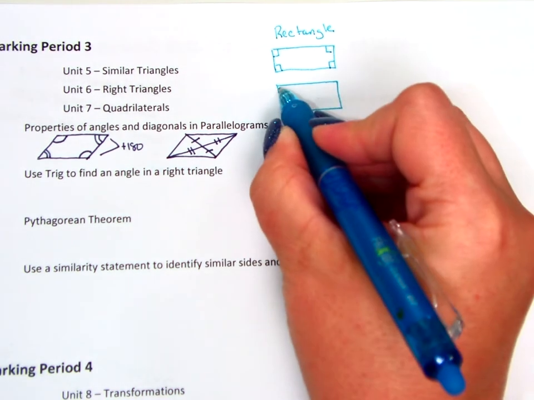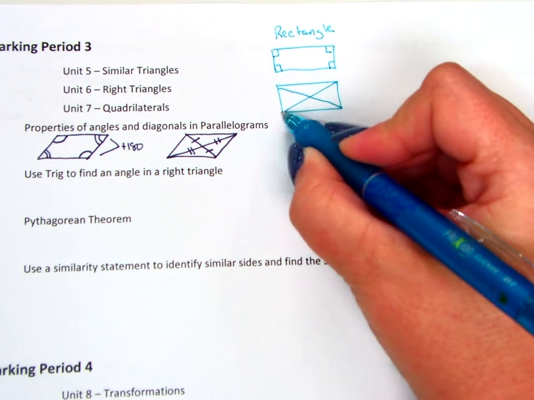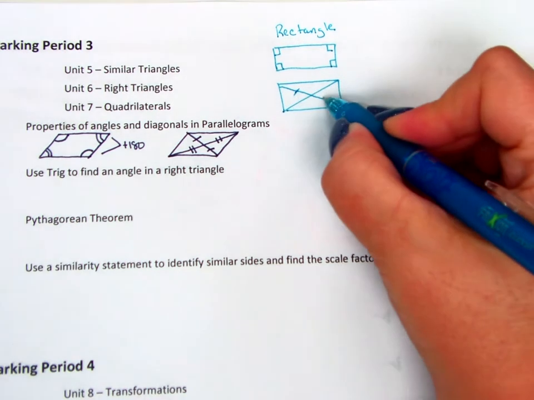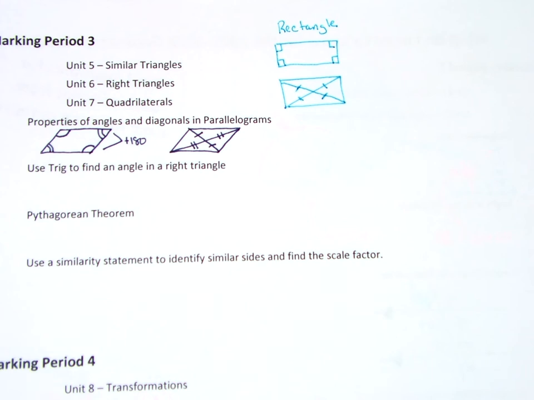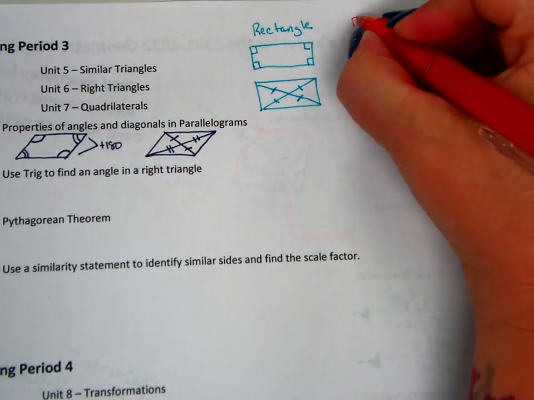The properties of the diagonals are still the same as this one. My diagonals are bisected. But because I've shifted and now they're 90 degrees, those diagonals are also congruent. So instead of having different tick marks, the diagonals are congruent. So all four of those little pieces are the same.